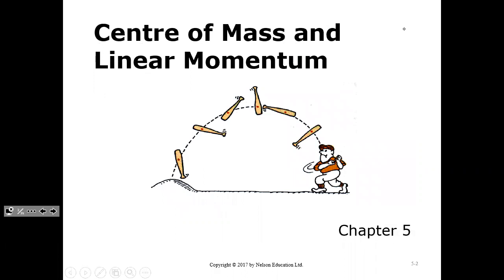So you see this picture, someone is throwing a bat, and you see that while it is moving, it's spinning, rotating as well. But one point in that bat is not rotating. All the other points are rotating, spinning around that point. That is the center of mass. So you can get that point, which is the center of mass point.